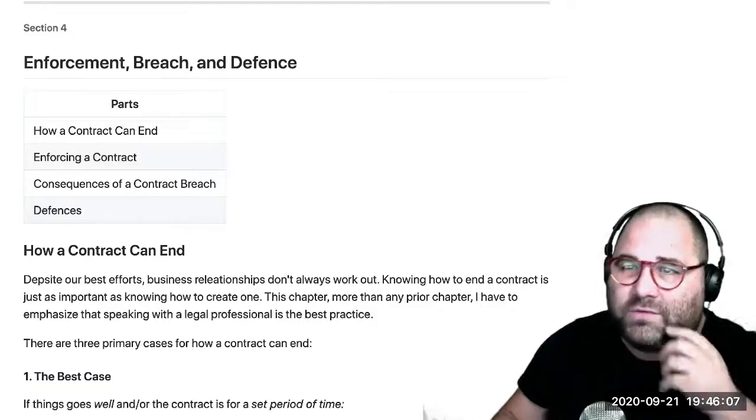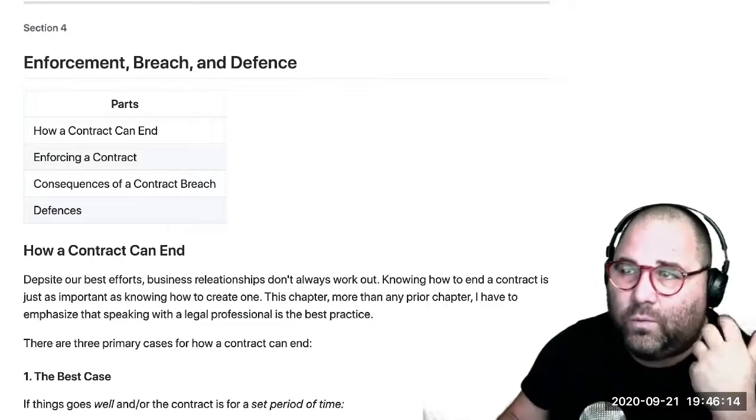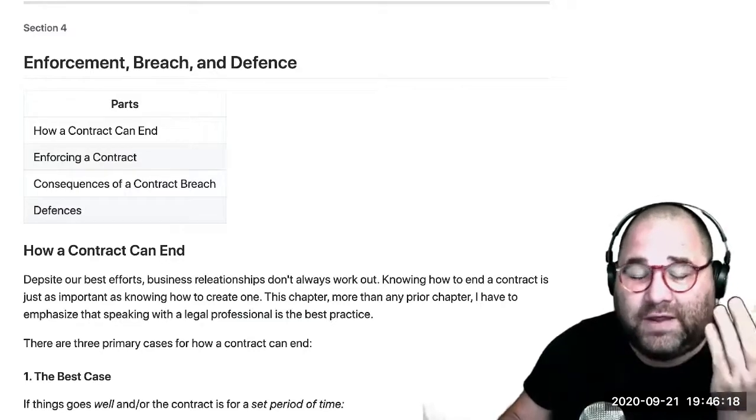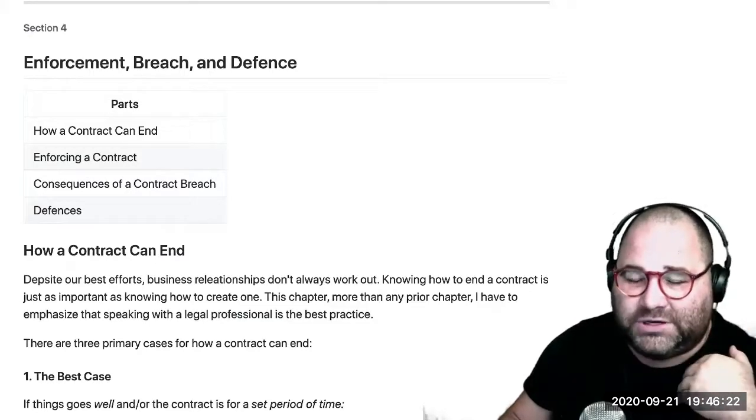Now we are on section 4. So at this point, we've talked about how you form a legal agreement. What are the basic things we need to understand about contracts? And then what is negotiation practice? How can we argue to make sure that things are fair? How can we make sure that we are gaining value but preserving relationships?